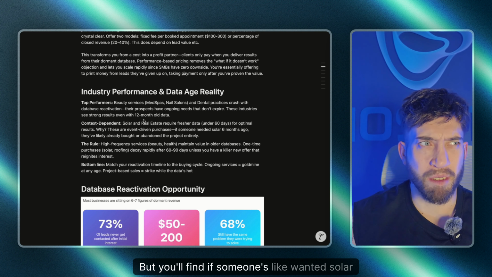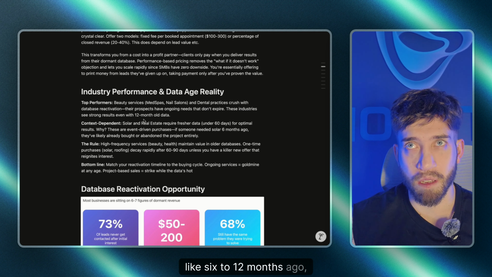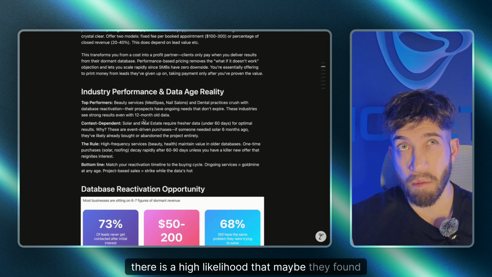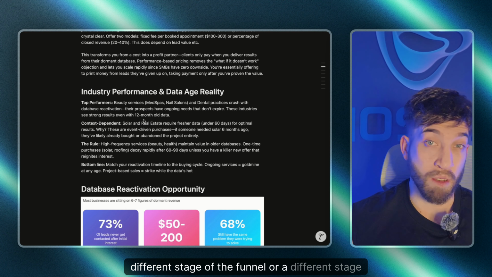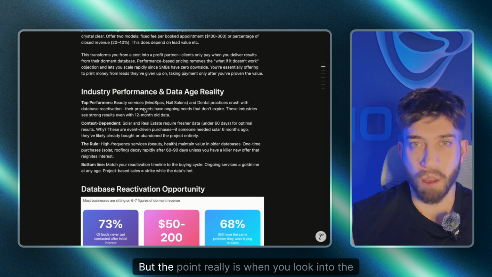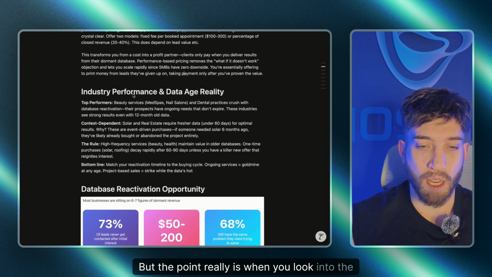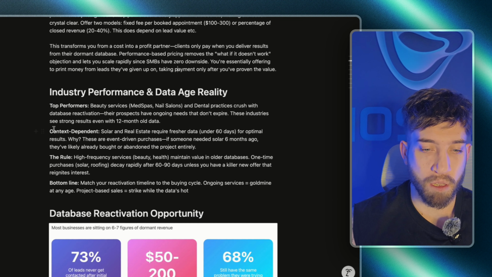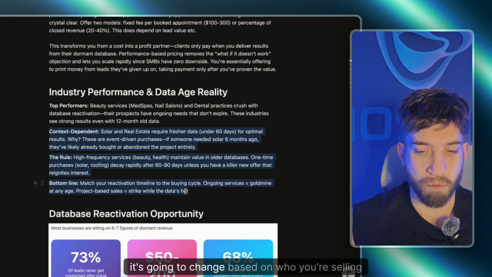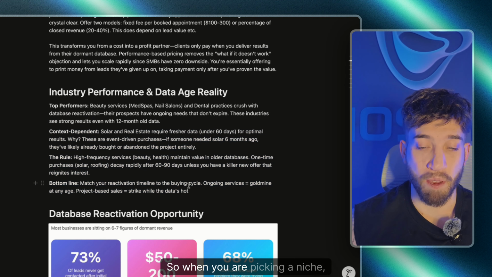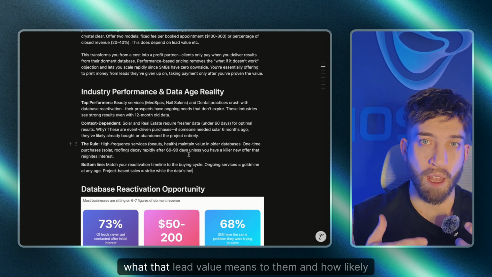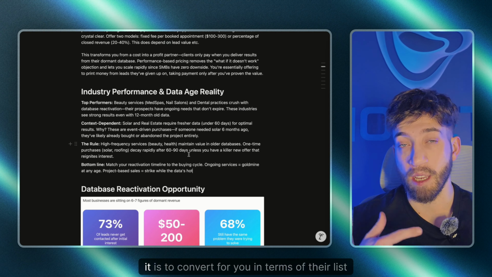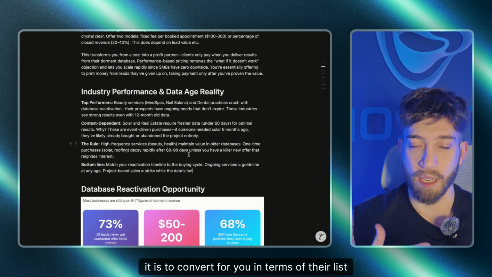But you'll find if someone wanted solar like 6 to 12 months ago, there is a high likelihood that maybe they found someone else. And again, you never actually know because everyone's on a different stage of the funnel or a different stage of their journey. But the point really is when you look into the industry performance, it's going to change based on who you're selling to. So when you are pricing it, just think about what that lead value means to them and how likely it is to convert for you in terms of their list size and stuff like that.